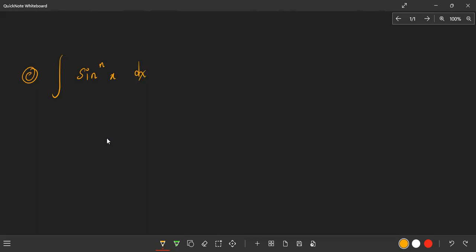Remember, just like the previous case we had for secant, here again you just have one function, sine x. We have to split this as well. Integrating sine is very, very straightforward, the reason being that the integral of sine just becomes negative cos, right?